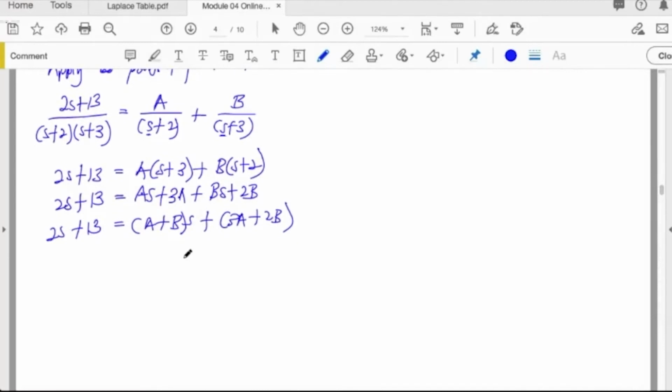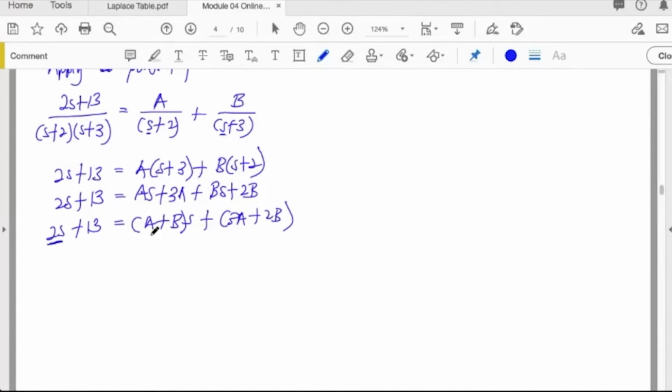Okay, so from these two parts, you can come up with two equations. So the first equation, you compare that part with this part. So you have A plus B equal to 2. So that's the first equation. The second equation, you compare 13 and this part. So you have 3A plus 2B equal to 13. So that's the second equation.